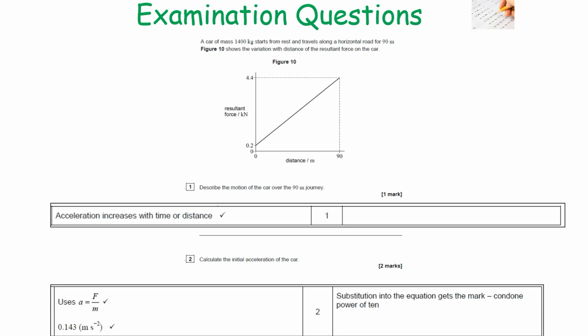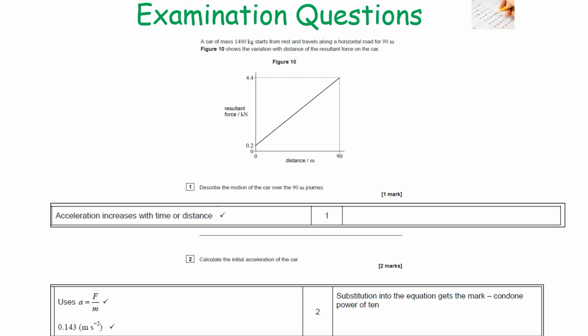Now we know that F equals ma, that's Newton's second law of motion, so therefore a is equal to F over m. So we can work out our resultant force from the graph, and then divide it by the mass, which is given in the question. Do remember that we need the resultant force in newtons, not kilonewtons, so convert it. So 4.4 kilonewtons will become 4,400 newtons. So you can work that through and you can get your answer out.